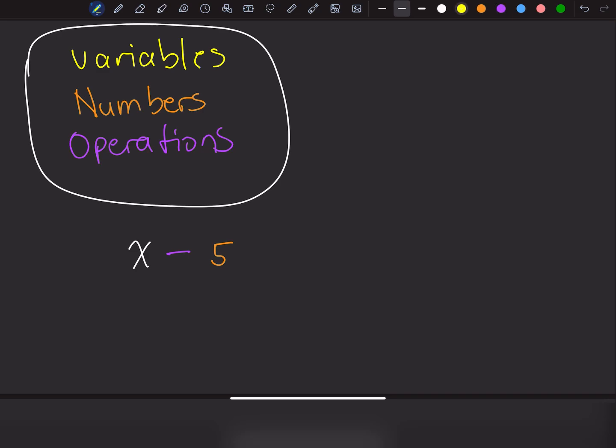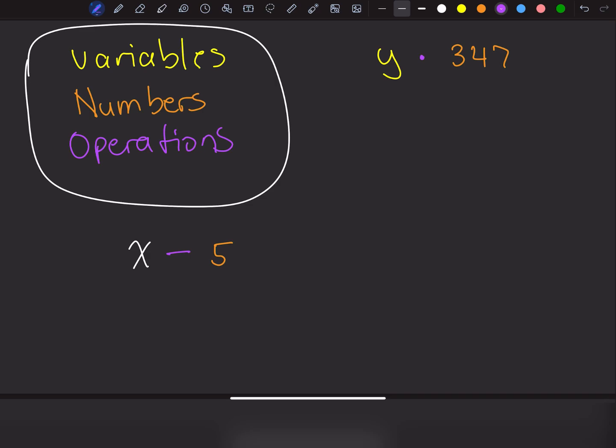What is another variable? Why? Why is another variable? Why not? What's another number? How about 347? What about an operation? How about multiplication? Times. Now we have y times 347. We have an unknown number y times 347. That is another algebraic expression.